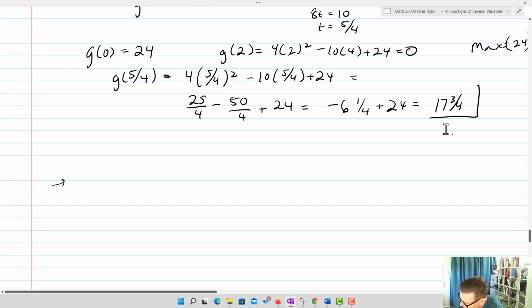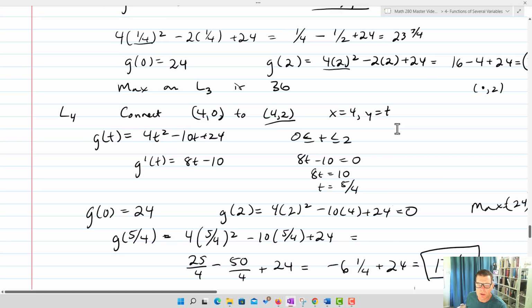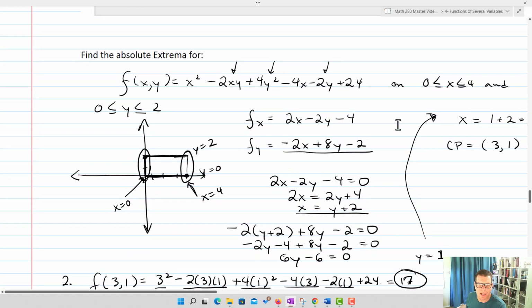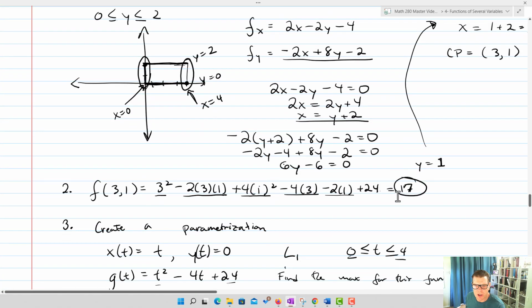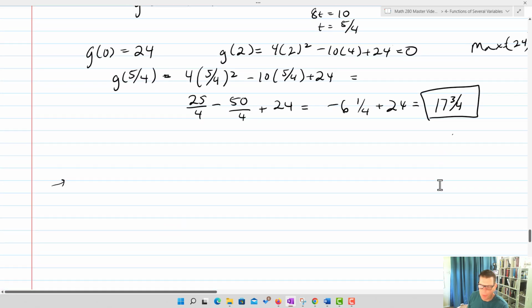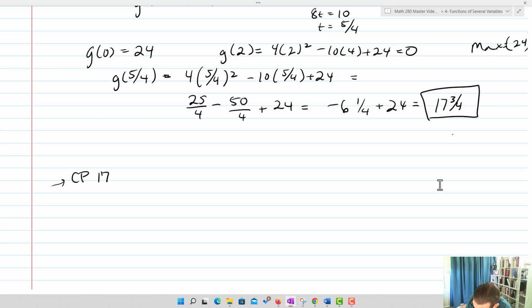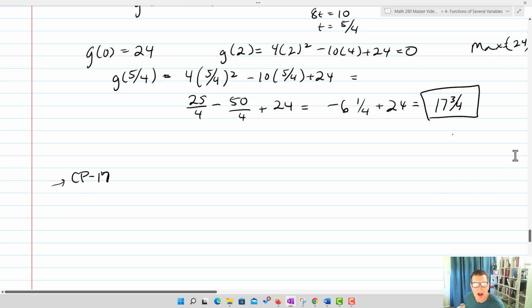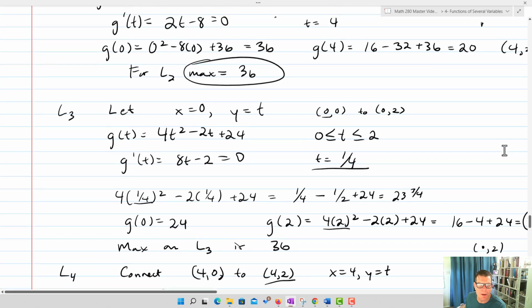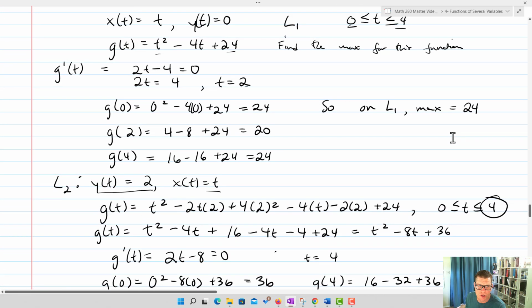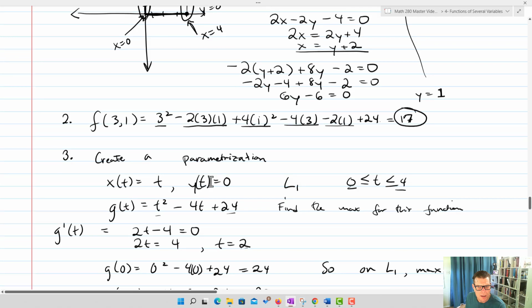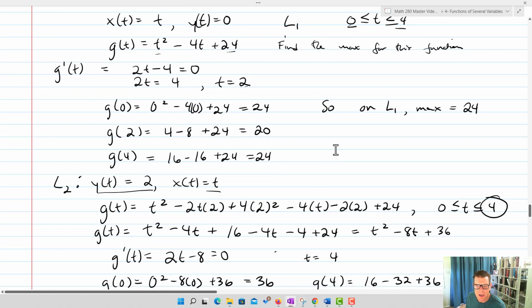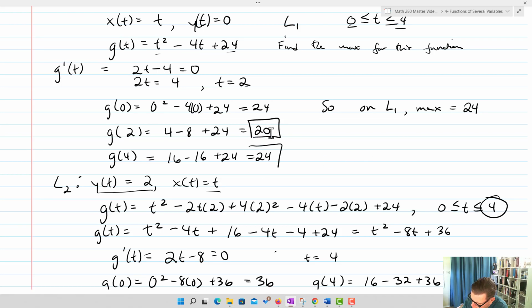So we're going to start out with our critical point, which is way up here at the beginning. We found that the value at the critical point, the maximum, was 17. Now we need to figure out the largest and smallest values along the boundary. So we'll go to line 1, where we created that parameterization, and we see that 24 was our largest value and 20 was our smallest.